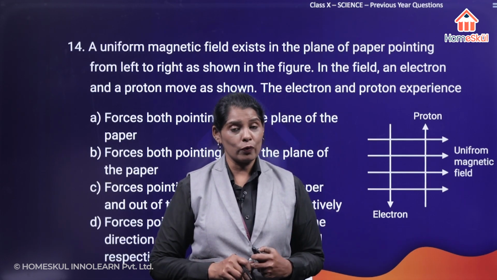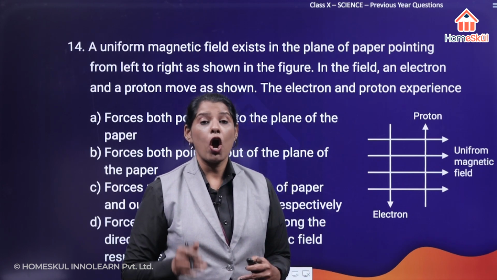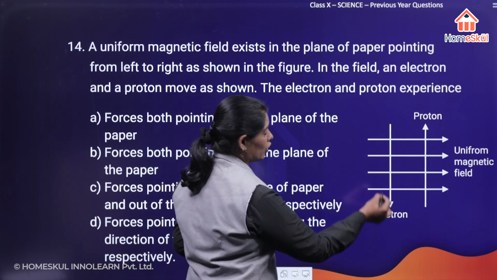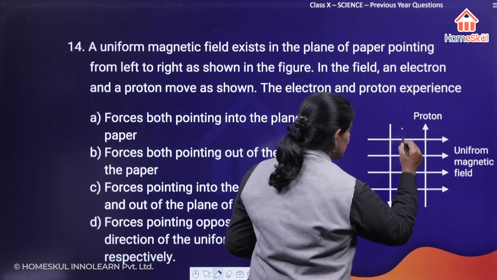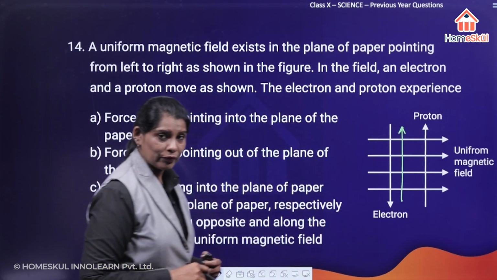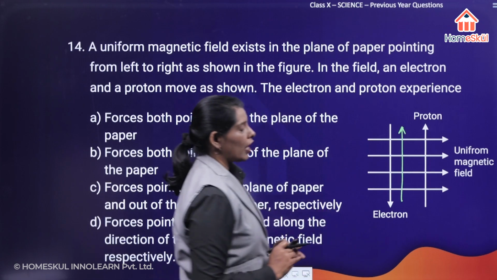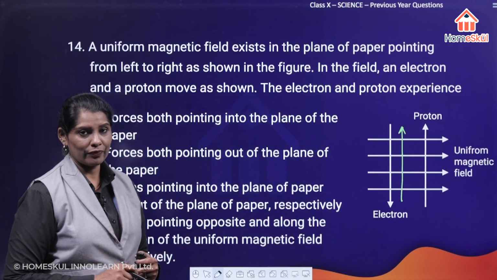And we already know the direction of the current is taken to be opposite to the direction of motion of the electrons. That means here the direction of the current will be in the upward direction. Right. So here both the proton and the direction of current is in the upward direction.